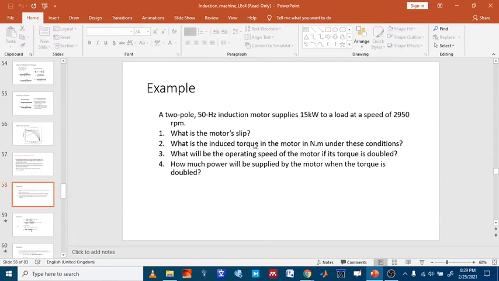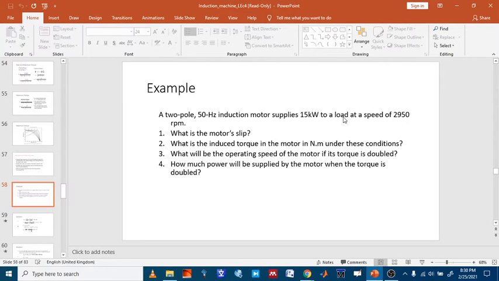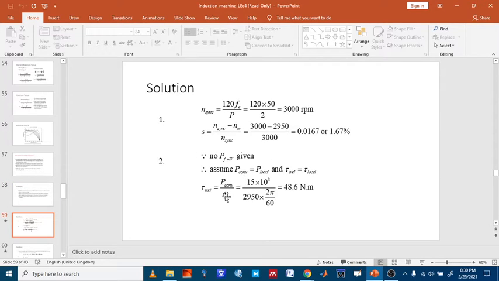This is the induced torque in the motor, in Newton meters, under this condition. The torque should be related to the power. As you can see, they don't actually give us any losses, but we assume that P converted is the same as P load. P load was given as 15 kilowatts, so P converted is the same as P load. So the induced torque is P load, which is the same as P converted, divided by the motor speed.